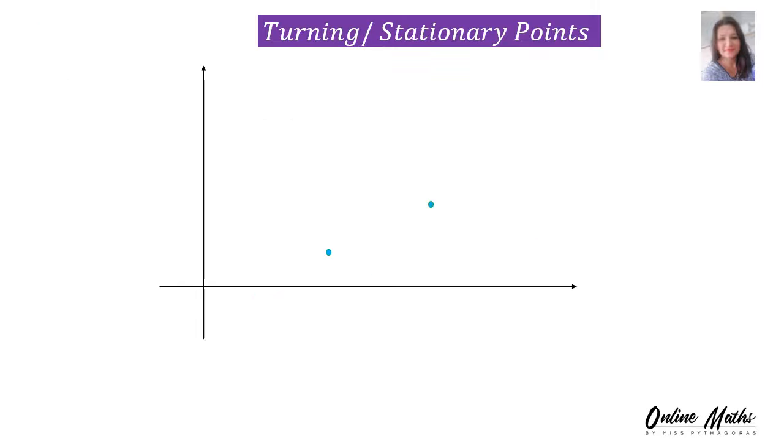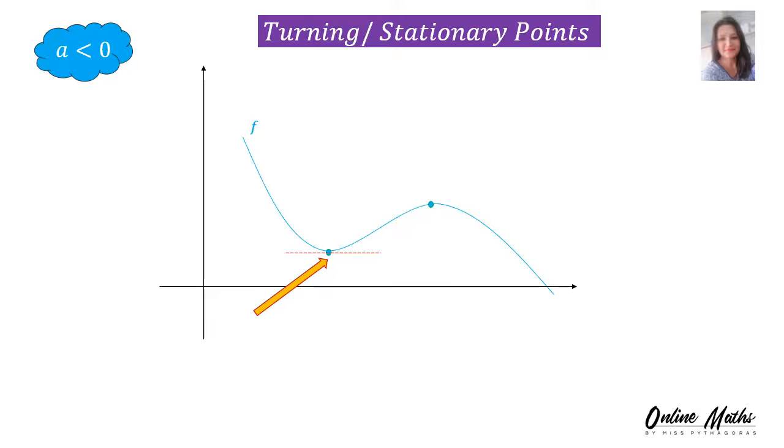Now, your turning point or stationary points when a's value is smaller than 0, in other words, when a is negative, this will be the shape of your graph. Again, there's your turning point or your stationary point. The gradient of the tangent is equal to 0. Therefore, to find the stationary point, you will find the first derivative equals 0. And that point is also called the local minimum.